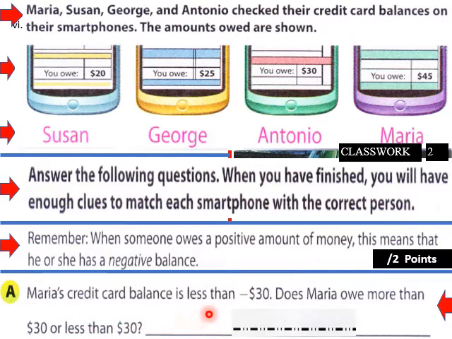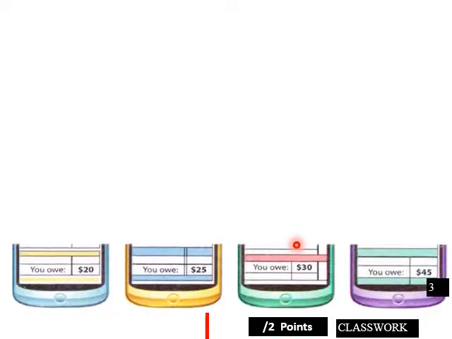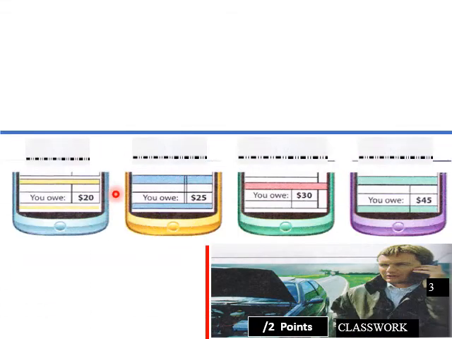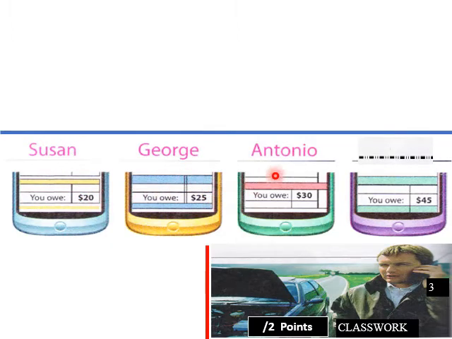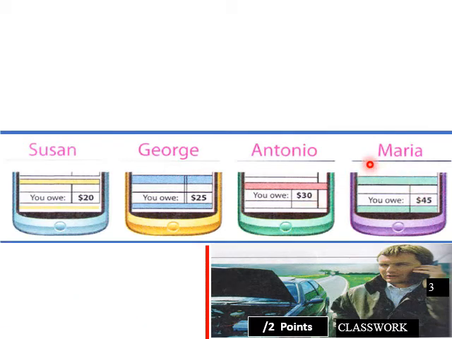So she owes more or less than $30, students? The question is, she owes more than 30. She owes 45. That's more than 30. Okay, so moving on here to page 3, and this is what these people owed before. Susan owed 20, George owed 25, Antonio owed 30, and then Maria owed 45.